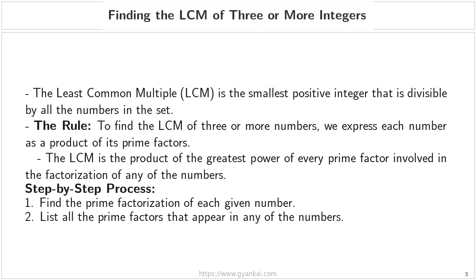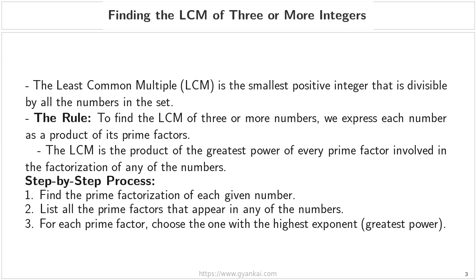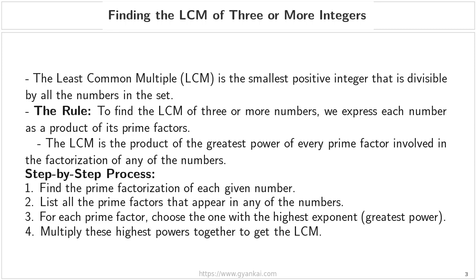Don't worry if a factor only appears in one number. If it's there, it goes on your list. Third, for every prime factor you have listed, look back at your factorizations and choose the one with the highest exponent or the greatest power. Finally, multiply all these highest powers together. The resulting product is your LCM.